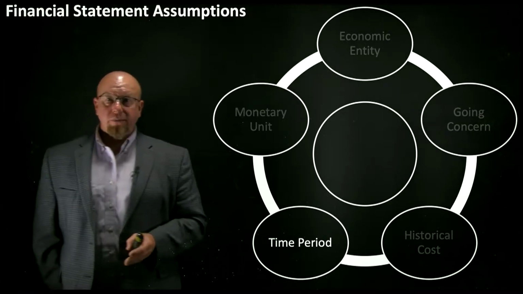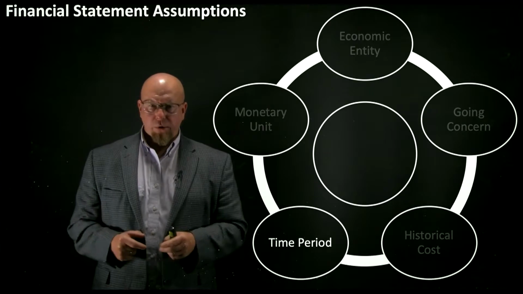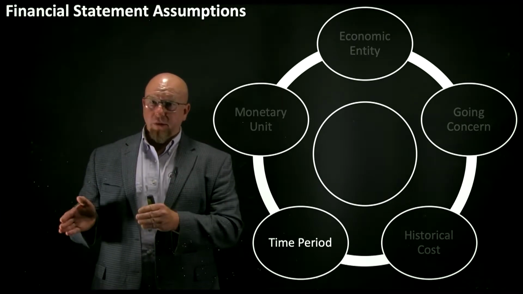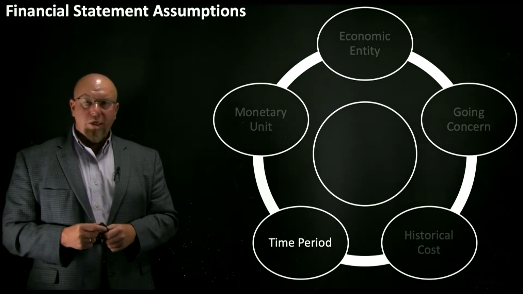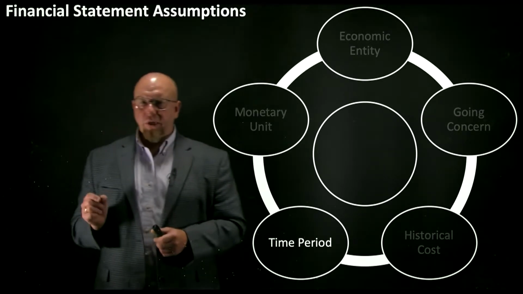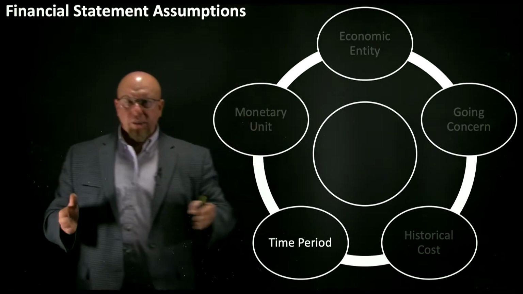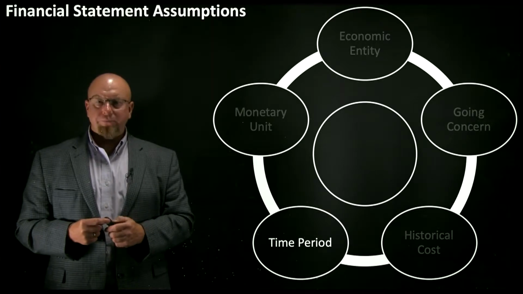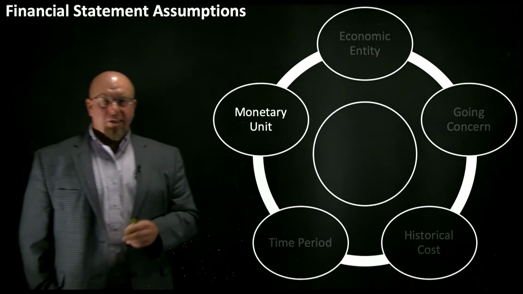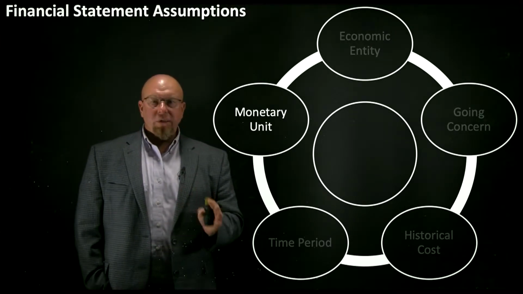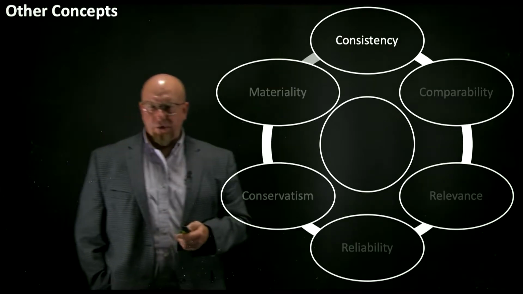Time period. Very simply, we need to know the time period for which we're reporting. Is this an income statement for the month, for the year, for the quarter? Is it something just measuring a particular week or day? We have to be able to take the activities of a company and artificially break them up into chunks for reporting purposes. And then finally, monetary unit. We need to pick one. Is it the US dollar? Is it the euro? We just need to choose a monetary unit and consistently apply that monetary unit.